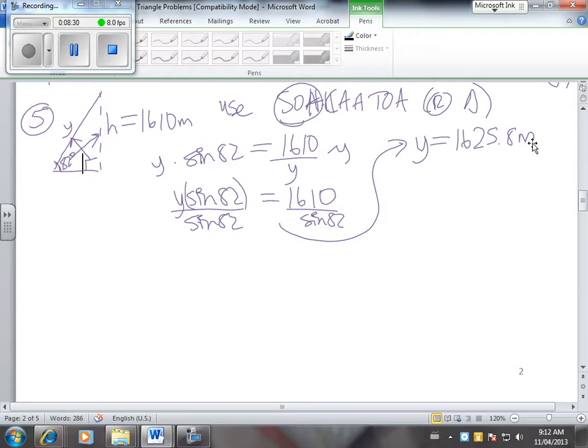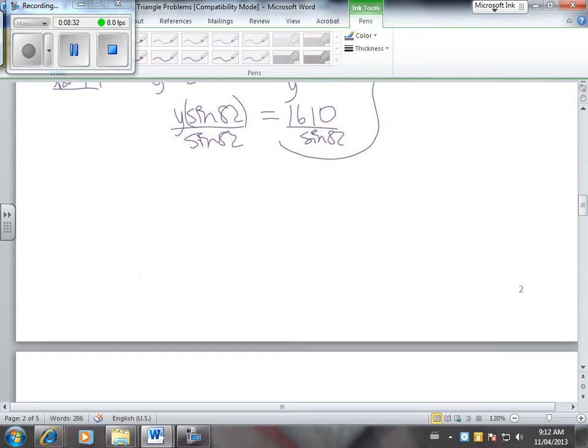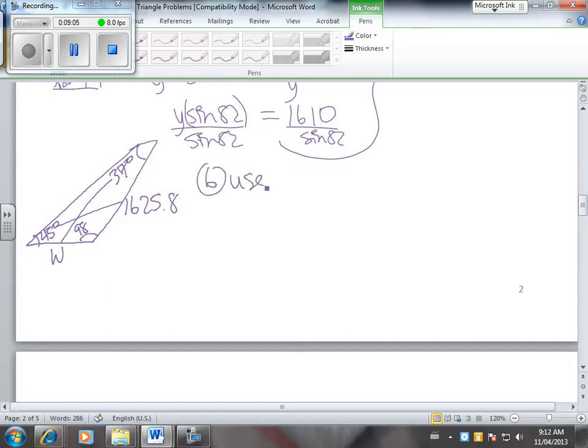So if I redraw the triangle that I am aiming for, again, my obtuse triangle. Sorry, that's a kind of terrible triangle. I know that that's 37, 45, 98. And now I know that this is 1625.8, and I'm looking for W. So now can I use sine or cosine law? Yes, I can. I have a side and an angle, and a side and an angle, and so I can use sine law.